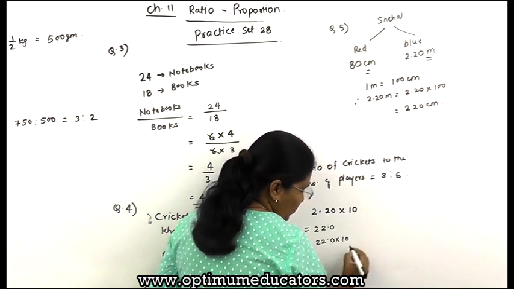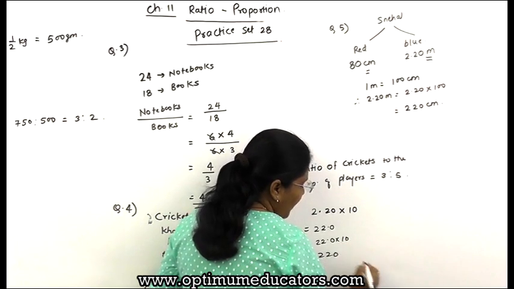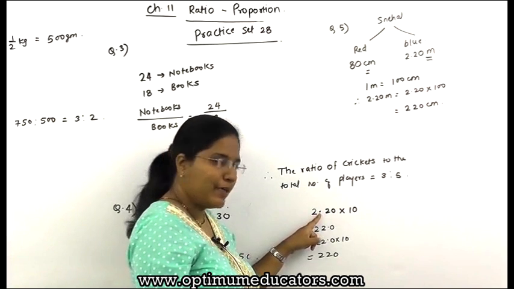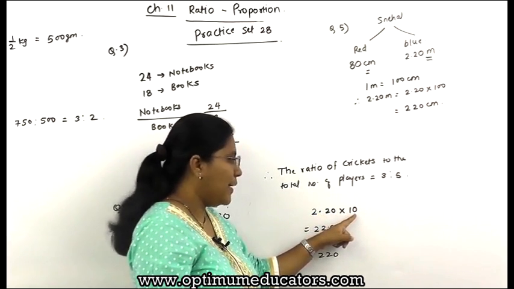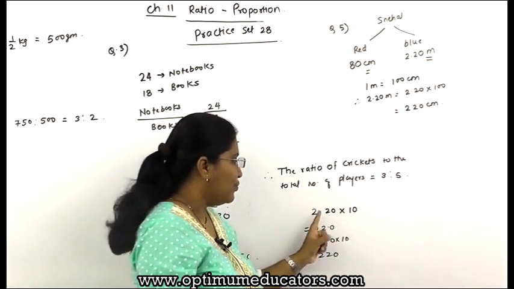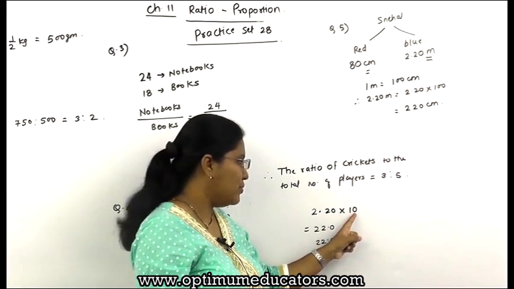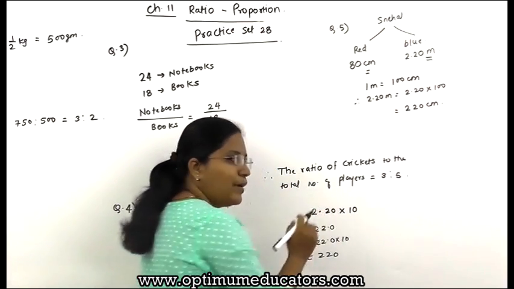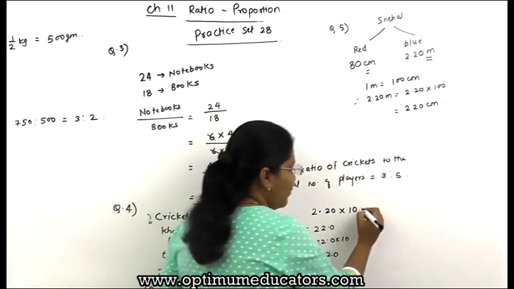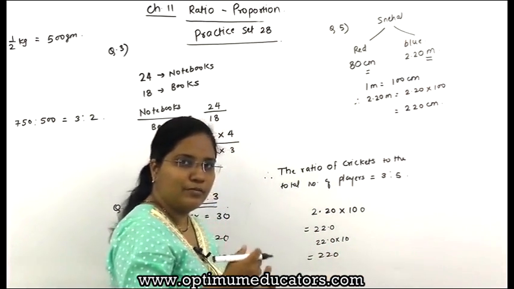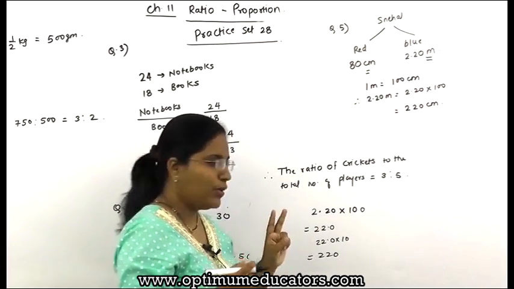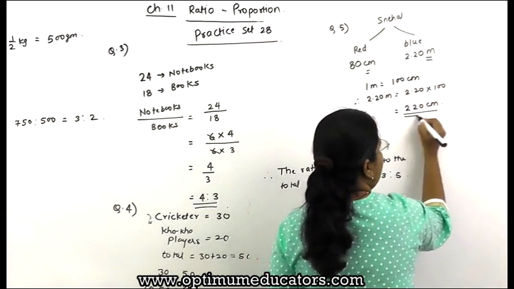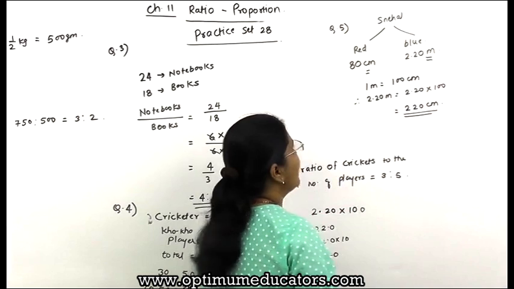22 into 10 comes out to be 220. So if you have a quantity in decimal point and you are multiplying it by tens or multiples of 10, you just remember you have to count the number of zeros here. Here I have got 1 zero, so you have to shift your decimal to the right by 1. If I would have 2 zeros here, you would have shifted the decimal point by 2. Okay. So here since I have 100, I have shifted the decimal point by 2. So the final answer comes out to be 220 centimeters.